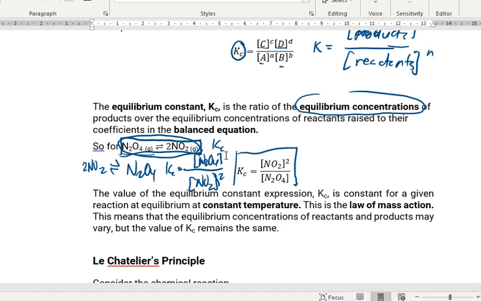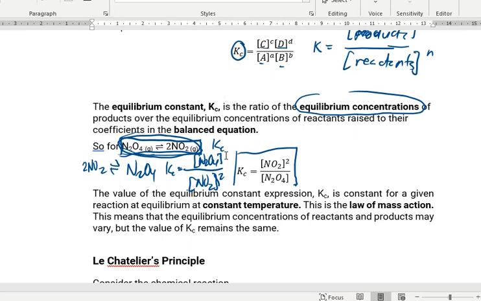Okay? So this means that this Kc is specific at a specific temperature. So for example, in the appendix of your book, you have the Kc value for this reaction at 25 degrees Celsius. So, if it is a different temperature, the Kc value for this reaction will also be different.